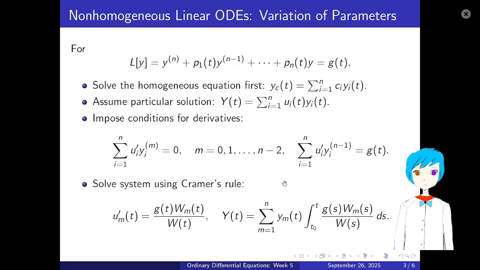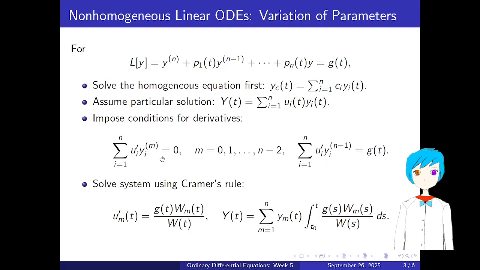The other approach is variation of parameters. Variation of parameters applies to the case when the coefficients are not constants. Here we assume that we know the fundamental solutions to the homogeneous equation, as in we assume that the solution to the non-homogeneous one takes the form where the coefficients are not constants, the coefficients are functions.